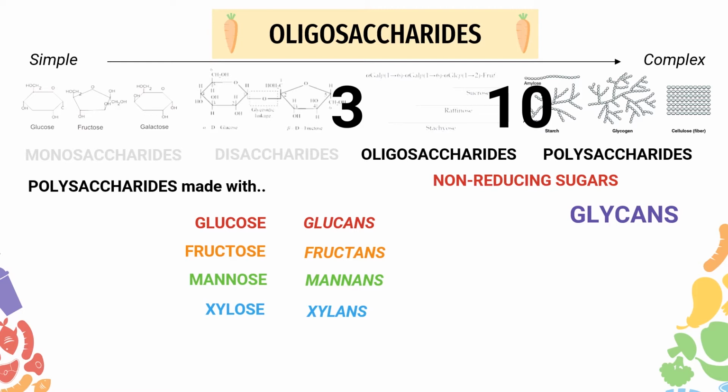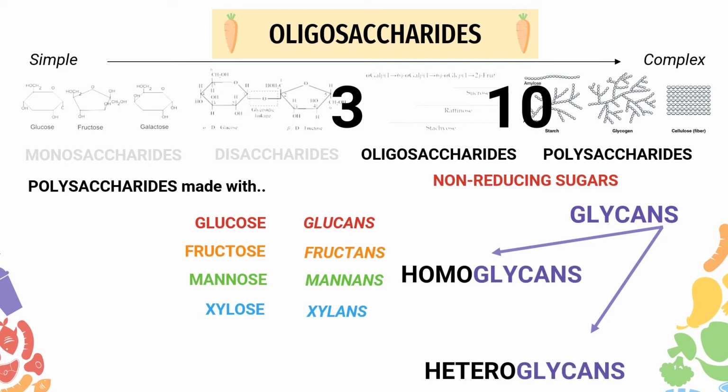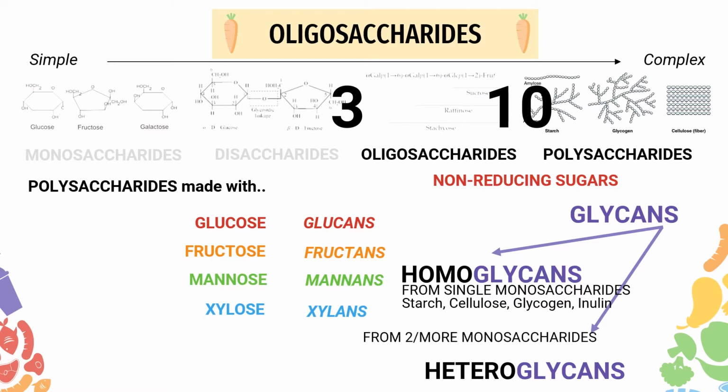Based on the uniformity of the monosaccharide units, polysaccharides can be divided into homoglycans and heteroglycans. Homoglycans are polysaccharides that are made up of a single monosaccharide, for example, starch, cellulose, glycogen, and inulin. Heteroglycans are polysaccharides that are composed of 2 or more monosaccharides or their derivatives, for example, agar, gum, hemicellulose, pectin, and hyaluronic acid.